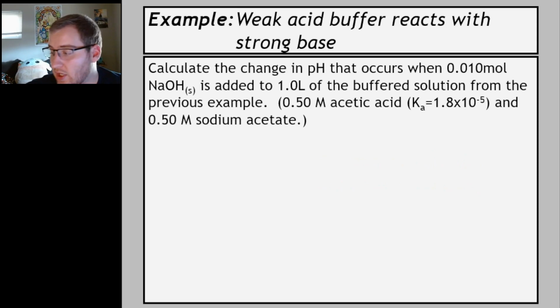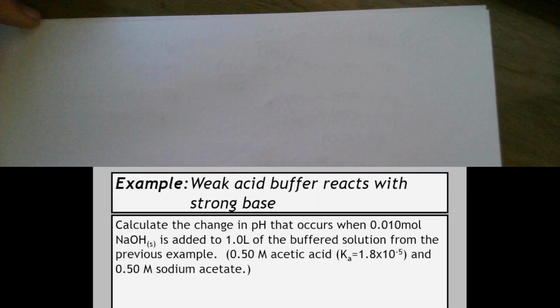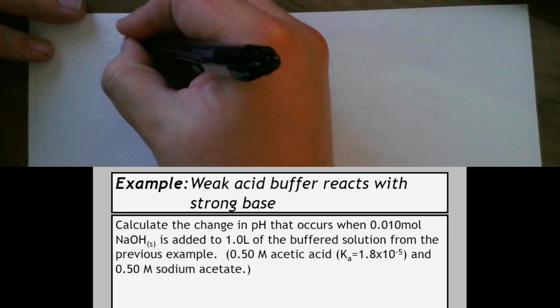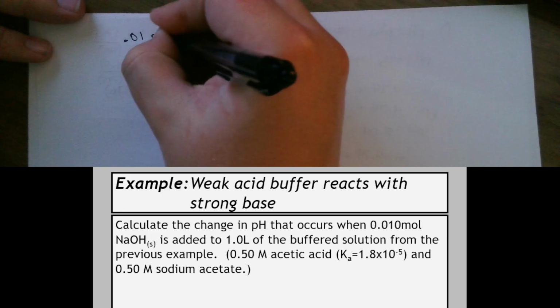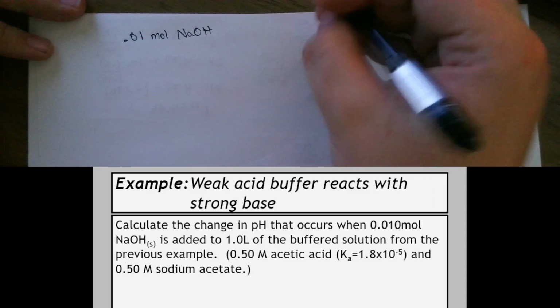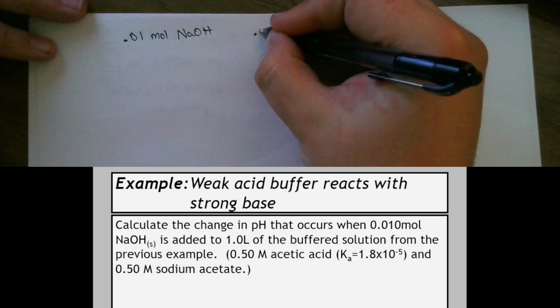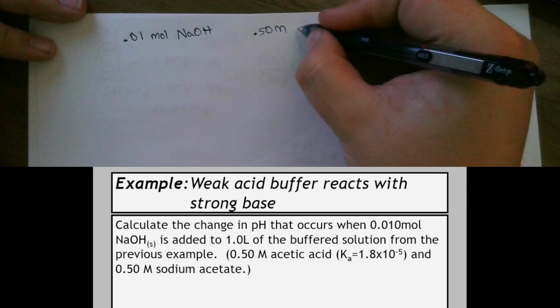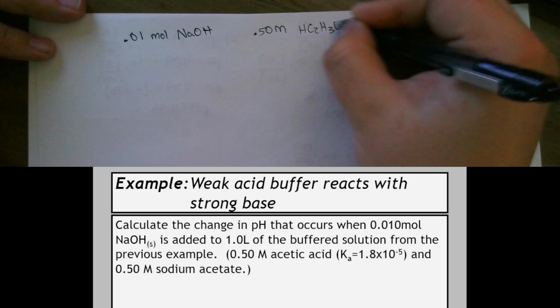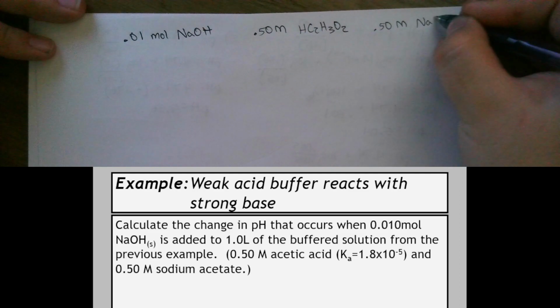So here is our long example. A lot to go through here. It says calculate the change in pH that occurs when you add 0.01 moles of NaOH. That's our strong base. I'm going to add that to 1 liter of a buffered solution from the previous example. My buffered example is 0.50 molar acetic acid, HC2H3O2, and 0.50 molar sodium acetate, NaC2H3O2.